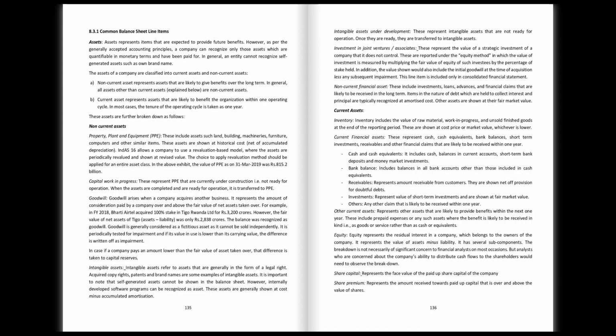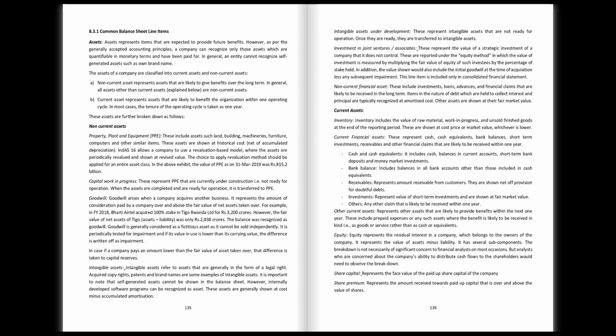The assets of a company are classified into current assets and non-current assets. Non-current assets represent assets that are likely to give benefits over the long term. In general, all assets other than current assets, explained below, are non-current assets. Current assets represent assets that are likely to benefit the organization within one operating cycle. In most cases, the tenure of the operating cycle is taken as 1 year. These assets are further broken down as follows.